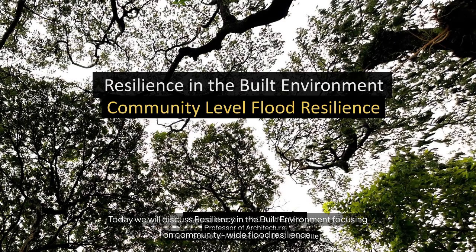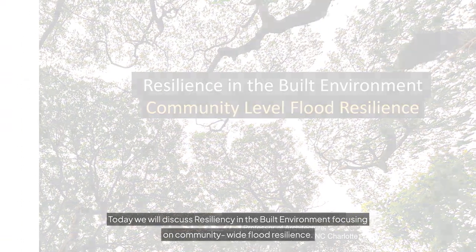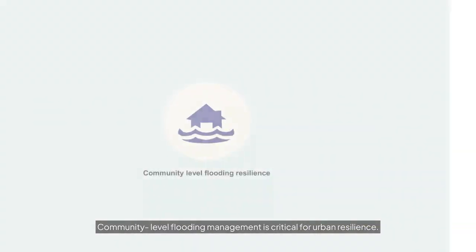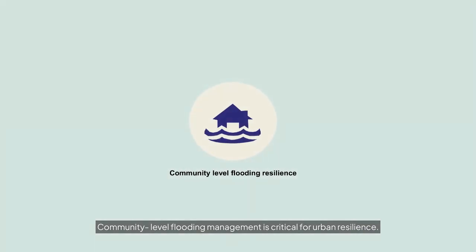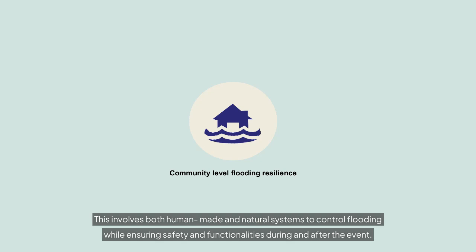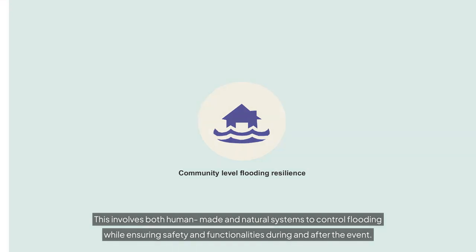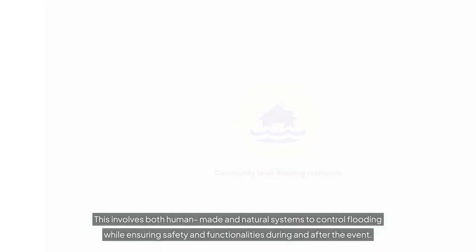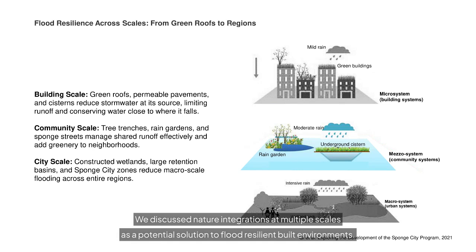Today we will discuss resiliency in the built environment, focusing on community-wide flood resilience. Community-level flooding management is critical for urban resilience. This involves both human-made and natural systems to control flooding while ensuring safety and functionalities during and after the event. We discussed nature integrations at multiple scales as a potential solution to flood-resilient built environments.